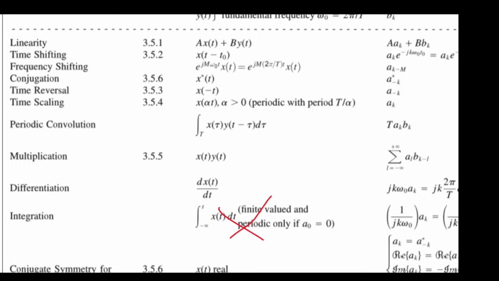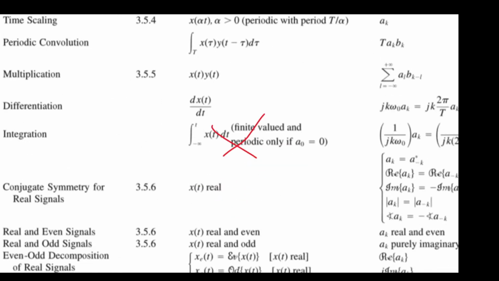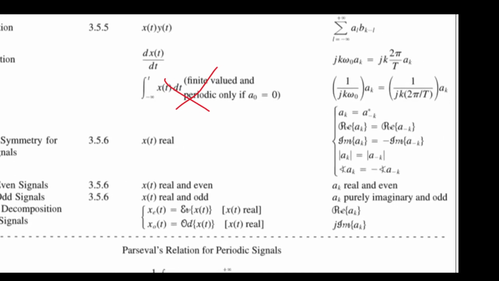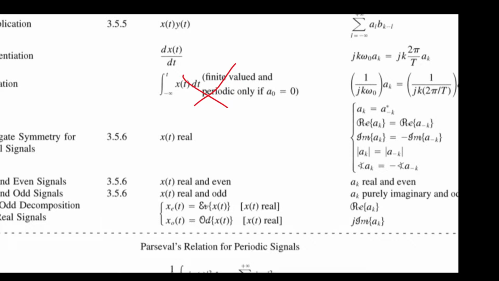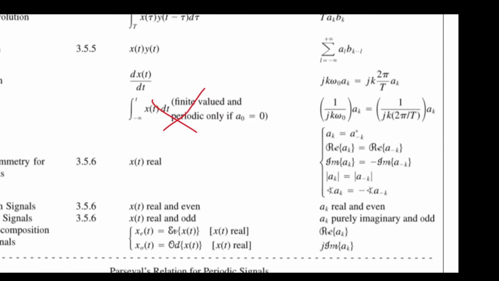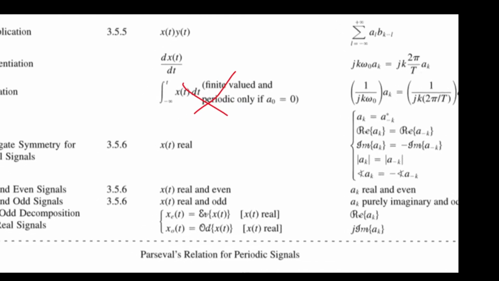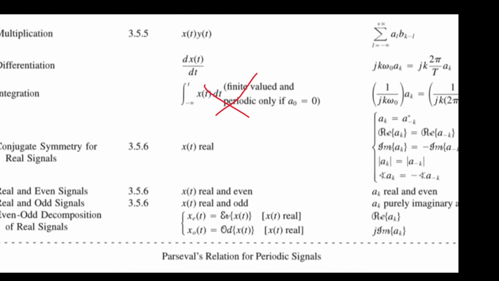And from this time reversal property, the conjugation property, we can derive something. For example, if x of t is real, then we see that ak equals a star minus k, and you can move this around. This means a minus k equals ak star, and then you can combine that with the real and even and odd property.